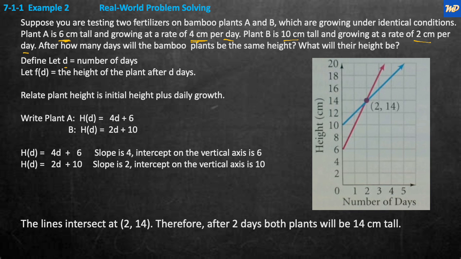And when we graph them, what are we going to get? The y-intercept on the first one is 6. Here's the y-intercept right there on the first. And the y-intercept is 10 on the second plant. And the slope for the first plant, the one starting at 6 down here, I'll change these to red because it's the red line, right? I'll make this red right there. So the slope is 4.